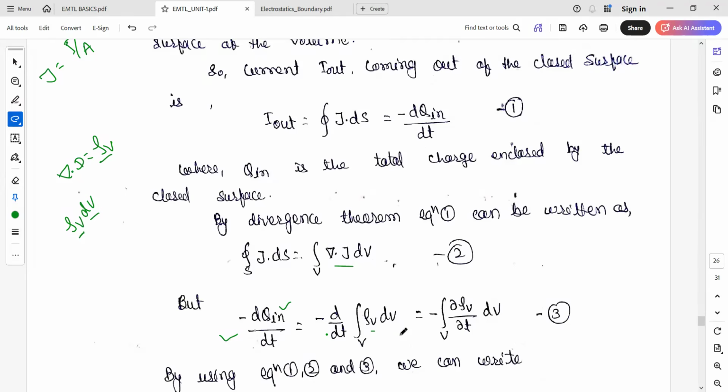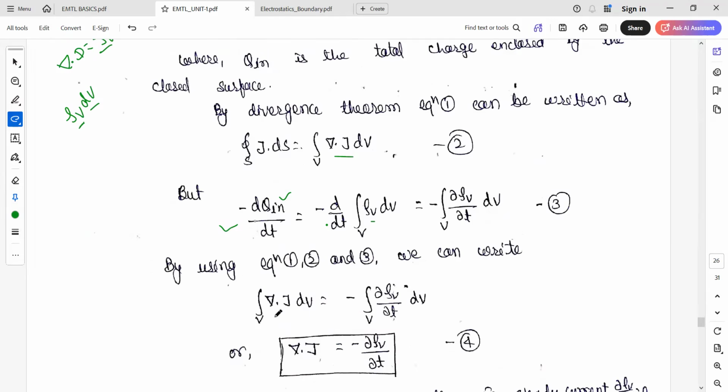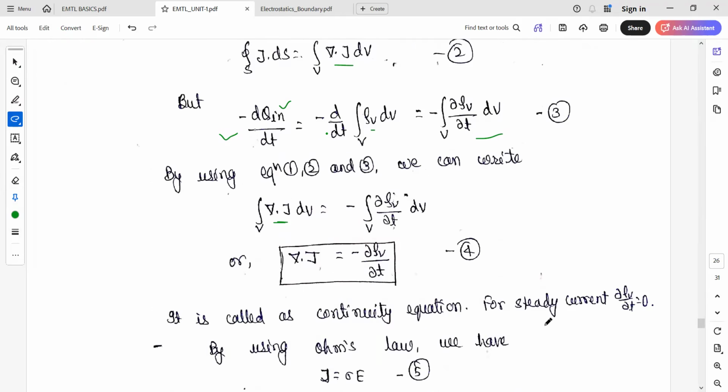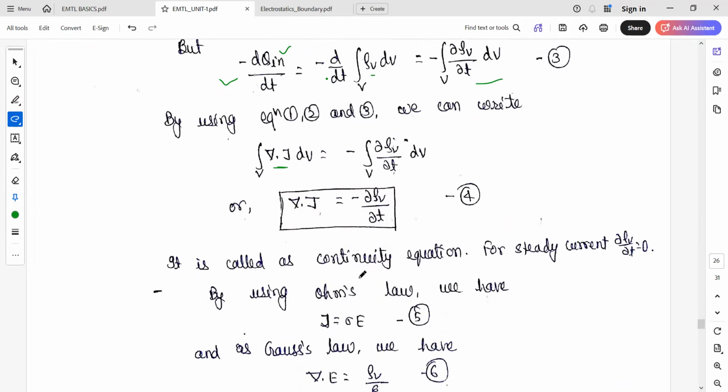Finally, we rearrange this. If you compare the equation, here we have del dot J from equation 2, and from equation 3, the minus integral of dou rho v by dou t. So del dot J will be equal to minus dou rho v by dou t. This is again a very important term, and this equation is called the continuity equation.